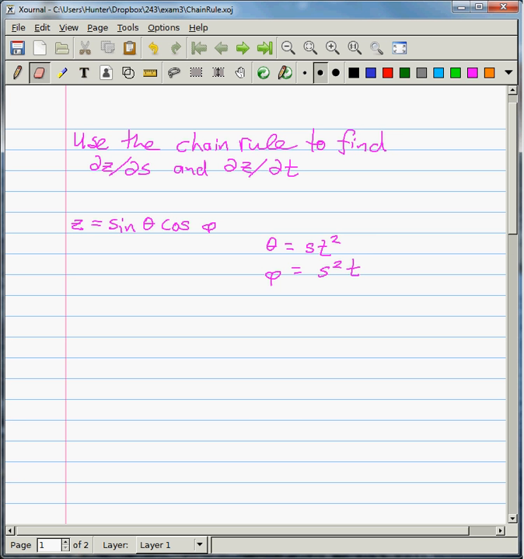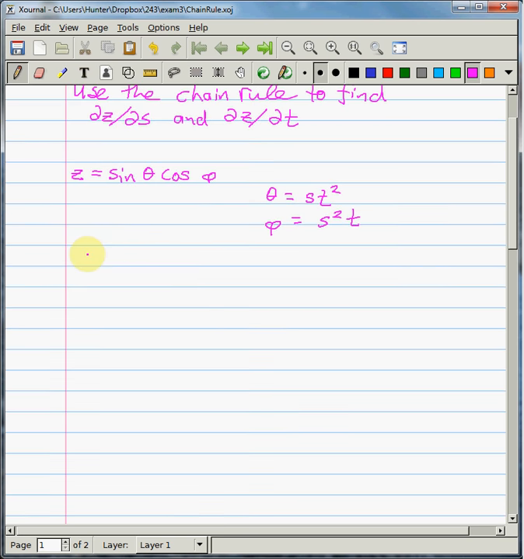This video is on the multivariate chain rule, and the first thing I'm going to do is I have here a function of two variables theta and phi, and these variables in turn depend on some other variables, and we're going to take the partial derivative of z with respect to s and also t, but first let's do s.